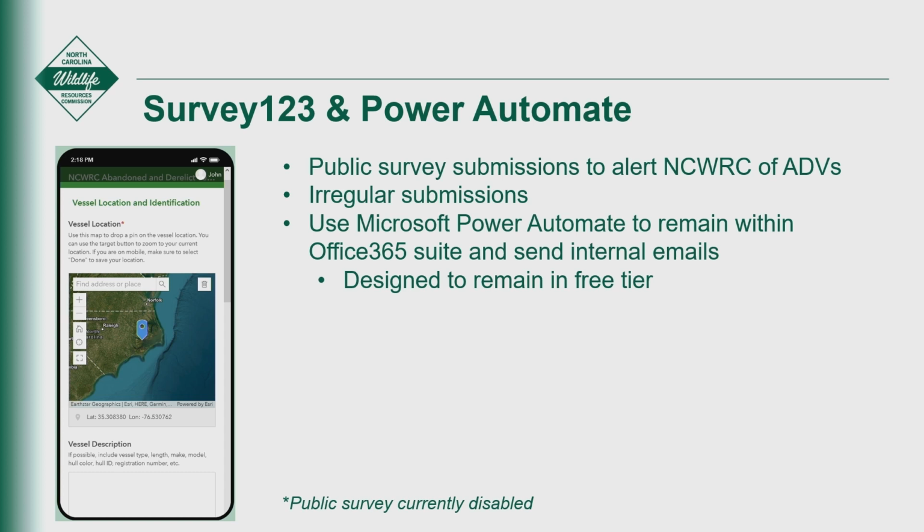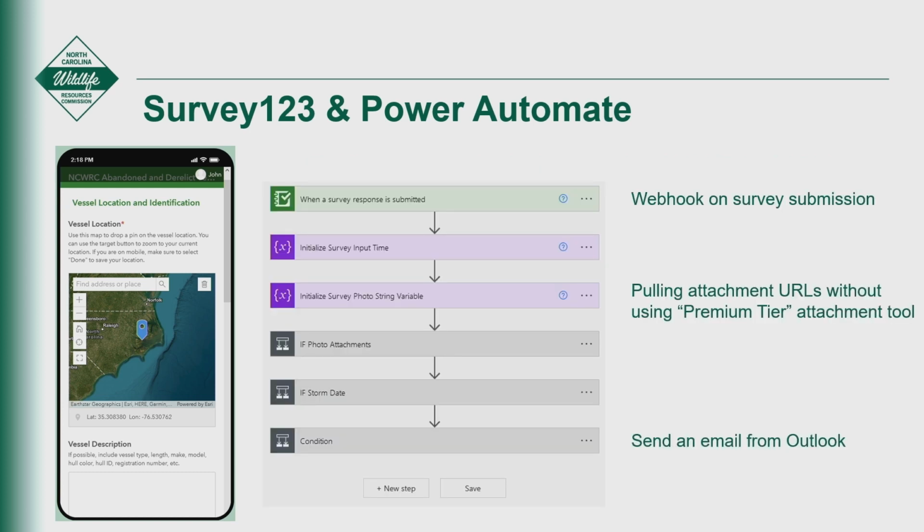But there was another route that we could take here for these instant notifications and instant emails using Microsoft Power Automate. And again, because we're with the state, we're staying within the state's IT infrastructure. And again, wanted to remain in the free tier and not use any of those premium connectors within Power Automate.